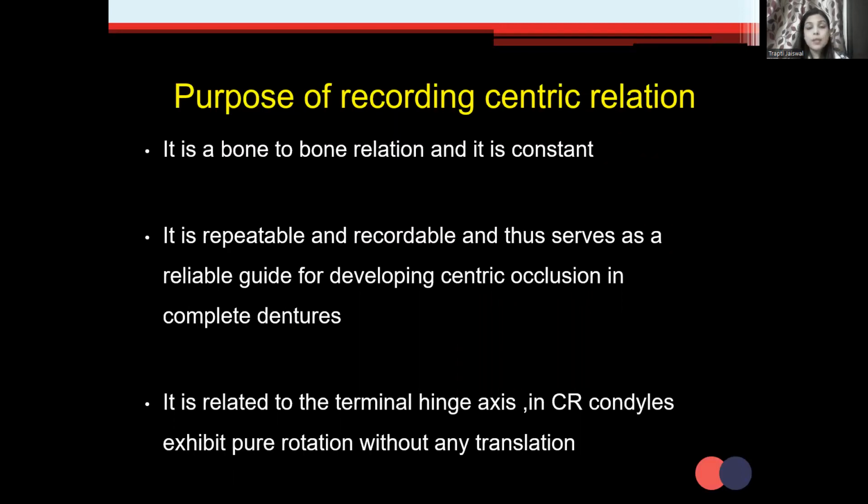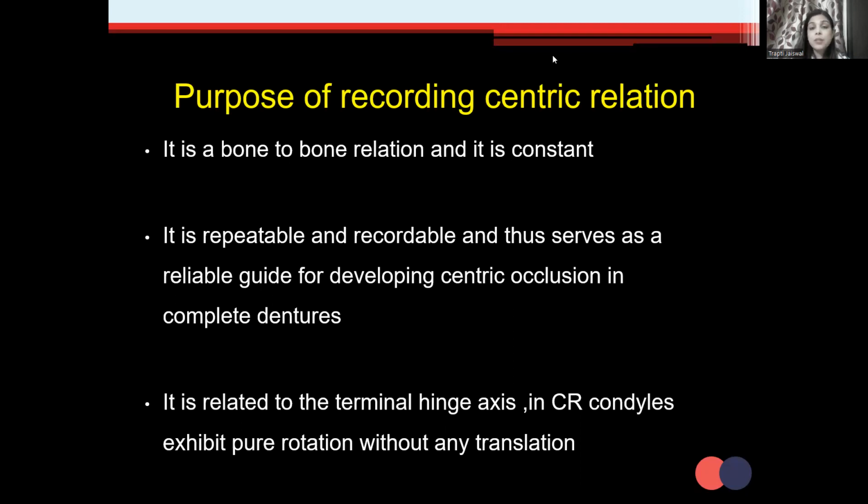What is the purpose of recording the centric relation position? The main purpose is that it is a constant position, so it acts as a reference position to record all the mandibular movements. It is a bone-to-bone relationship, and it is constant. In edentulous patients, we know that we do not have any proprioceptive center which can act as a guide to all of our mandibular movements.